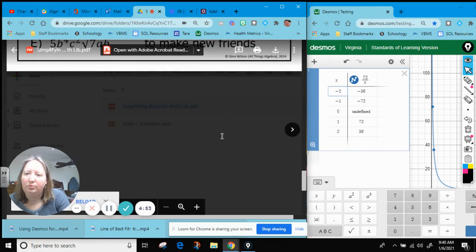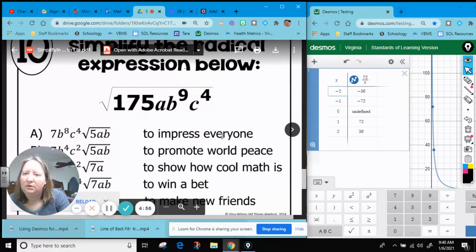Let's see if there's a cube in here. No cubes. Okay, so that's good enough, I guess.